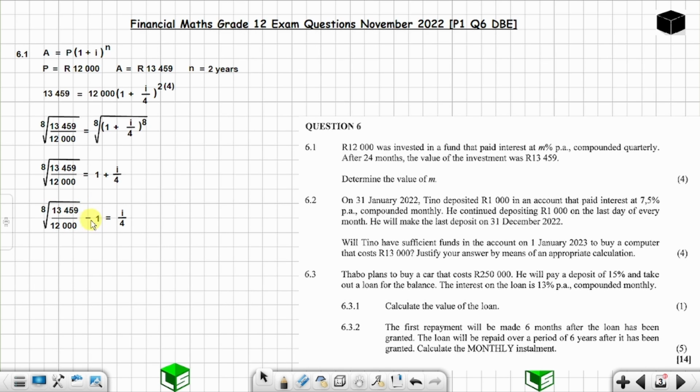Remember, negative 1 is not inside the 8 fruit. Now, to solve for I, you are going to multiply by 4 on both sides. When you multiply by 4, the 4 and 4 will cancel on this side, and you're also going to multiply the left side by 4, so I is equal to this multiplied by 4. Let's use our calculator.